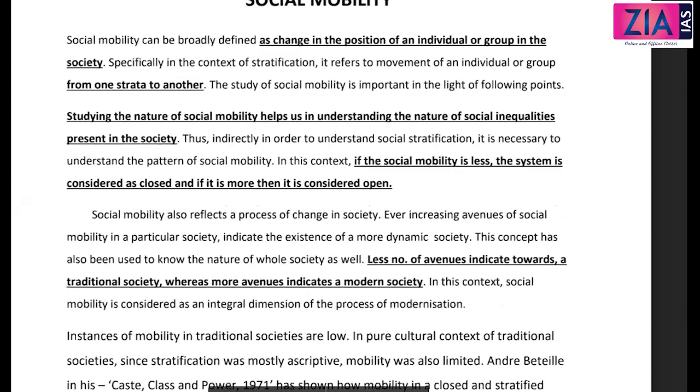Can we quote thinkers like M.N. Srinivas and A.R. Desai in paper 1? These thinkers are from the paper two syllabus, and you want to write them in paper one? Can we do that?